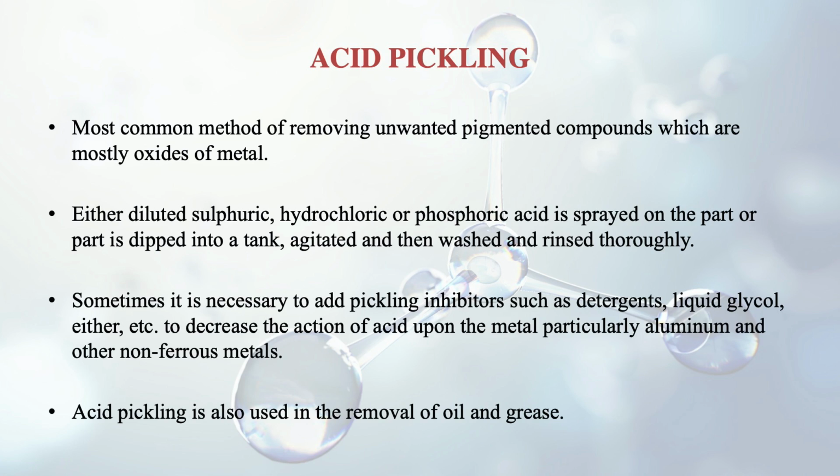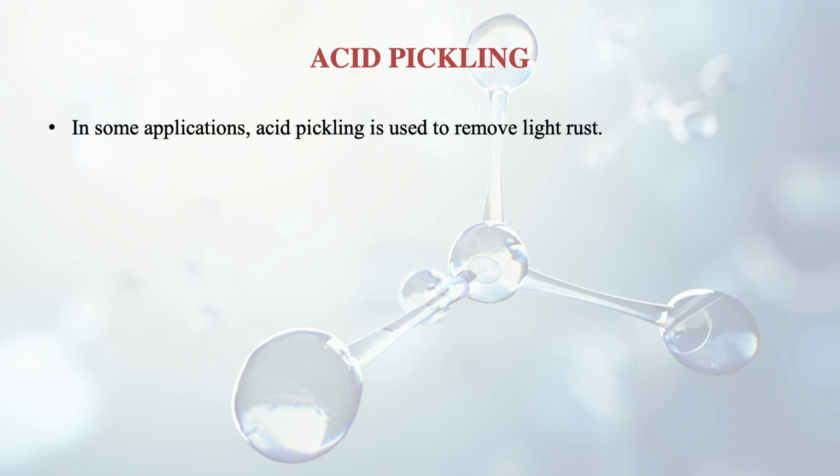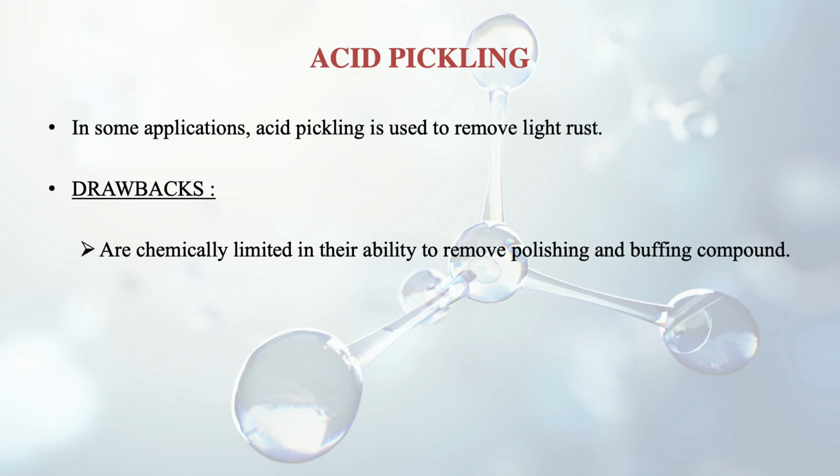So acid pickling is also used in removal of oils and greases. So it is useful for this also, in addition to the metal oxide removal. In some applications, acid pickling is used to remove light rust also. And what are the drawbacks of this process? Drawbacks are that they are chemically limited in their ability to remove polishing and buffing compound.